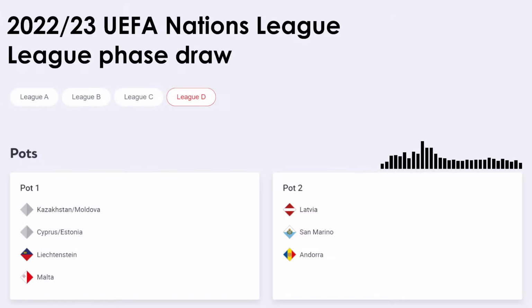They need to play the playoff match, which will happen in March, and after that we can confirm a team from there. The winners will join League C and the losers will join League D. Latvia, San Marino and Andorra are the teams included in Pot 2. The draw is going to start from League D, then League C, League B, then League A.